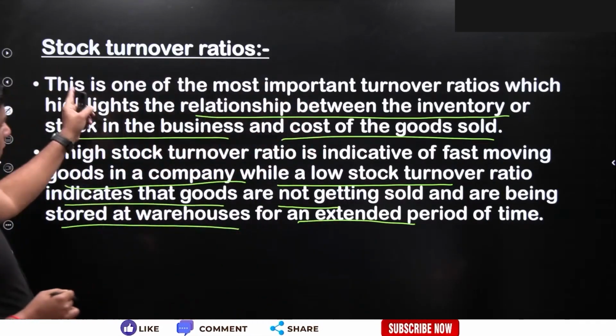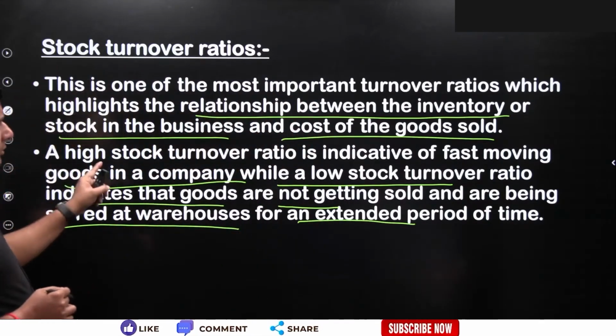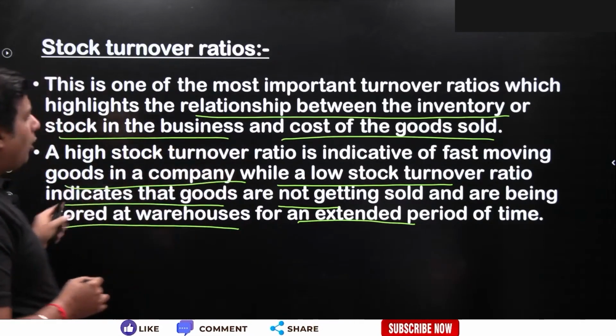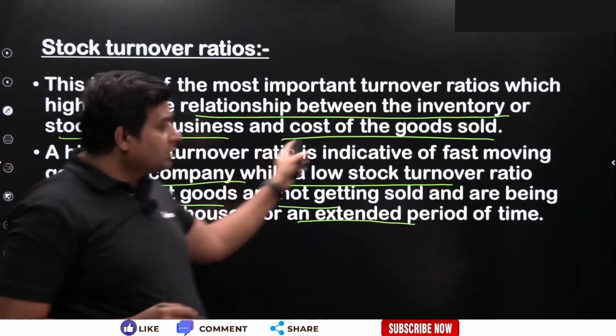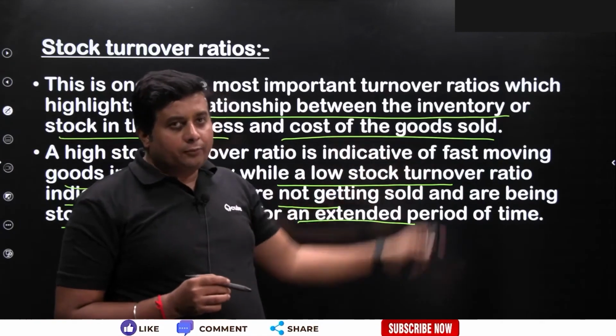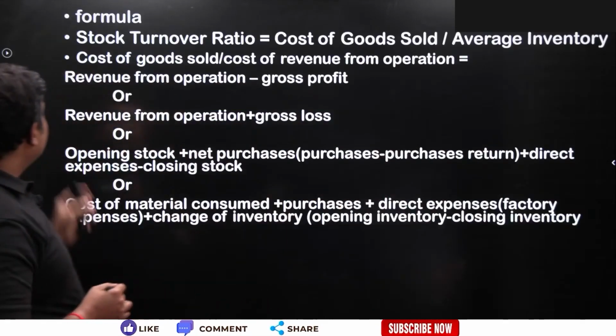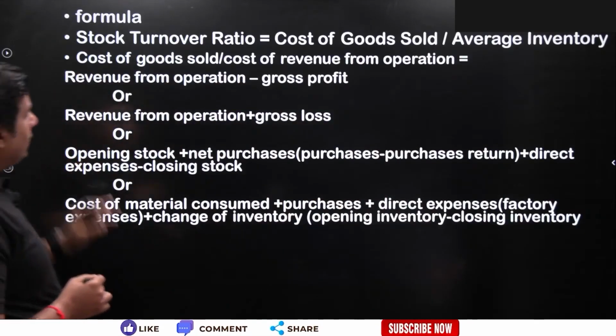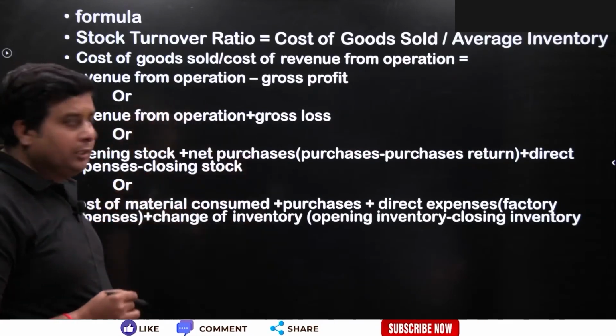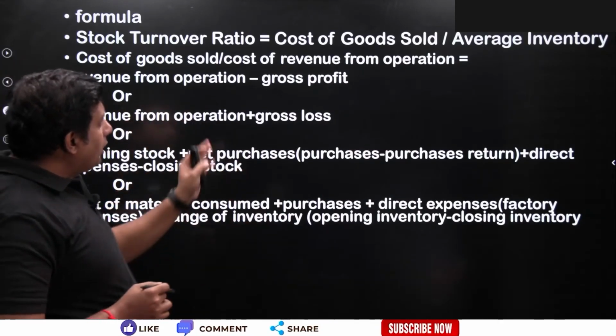So basically inventory turnover ratio is establishing the relation between the inventory और cost of revenue from operation. Cost of goods sold को हम क्या बोलते हैं? Cost of revenue from operation बोलते हैं. Formula क्या होता है? Stock turnover ratio, we can also call it inventory turnover ratio. So the formula is cost of goods sold.